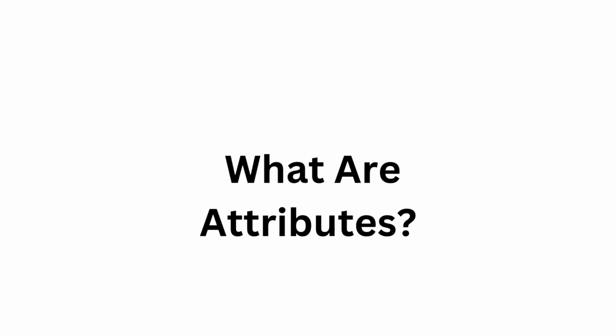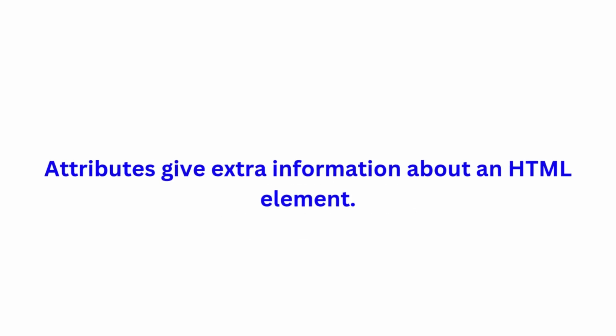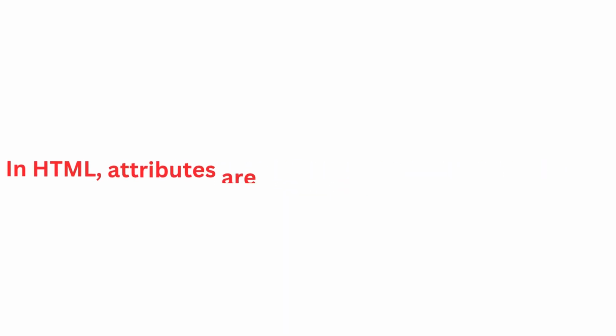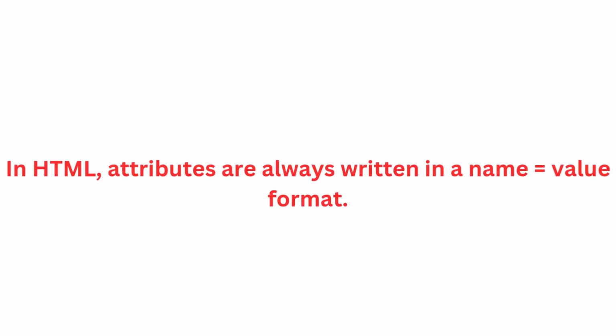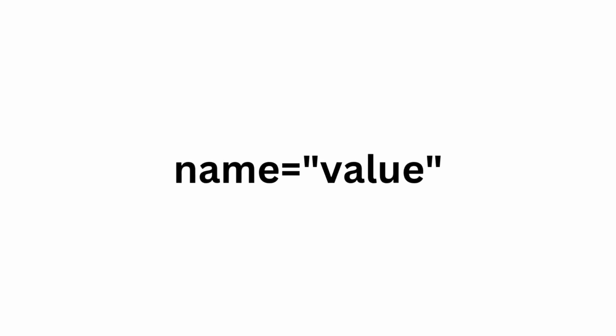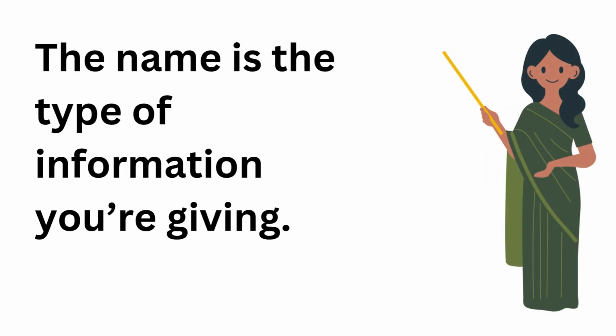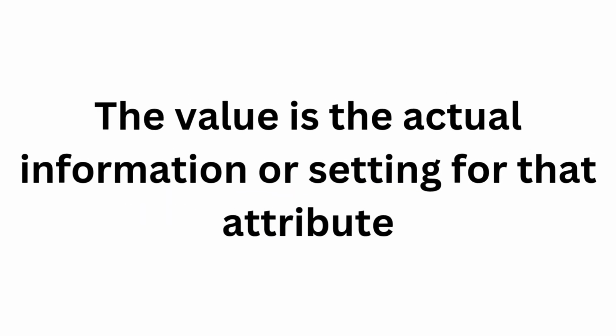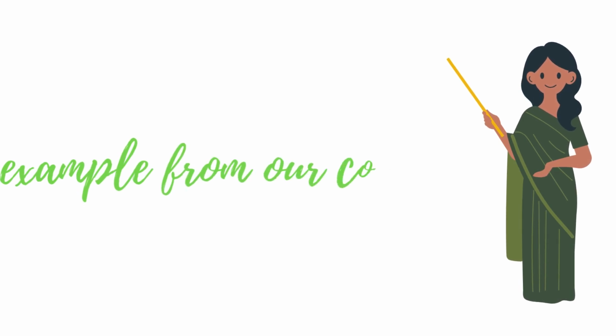Attributes give extra information about an HTML element. In HTML, attributes are always written in a name equals value format. It looks like this. The name is the type of information you are giving, like src, alt, or width. The value is the actual information or setting for that attribute, like the image link or number.